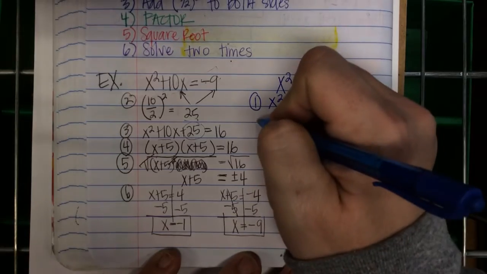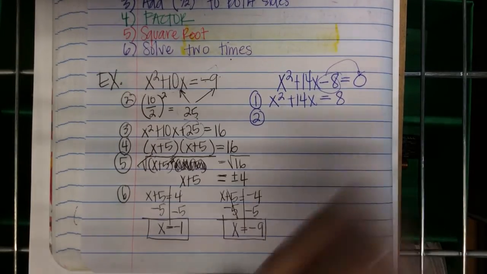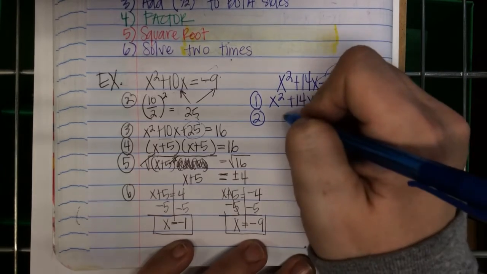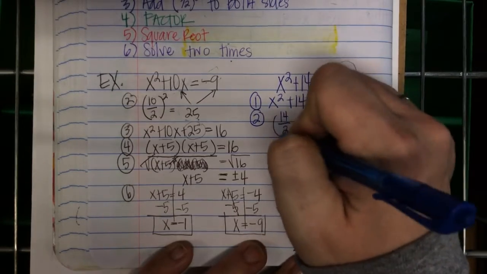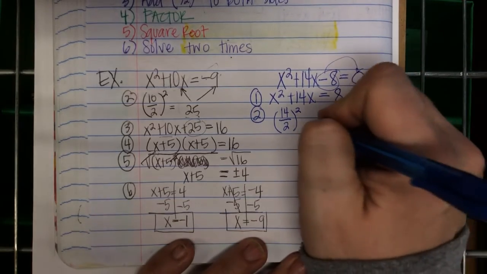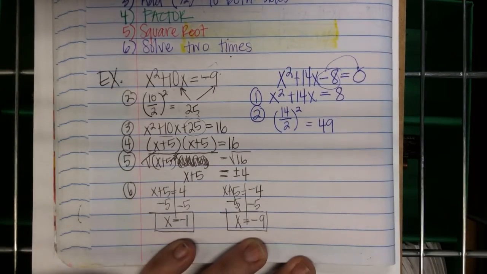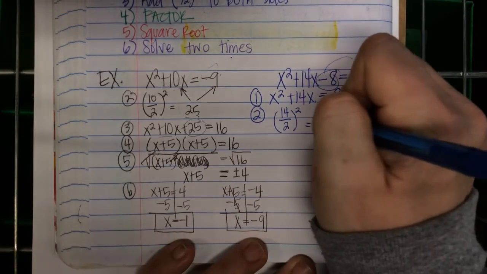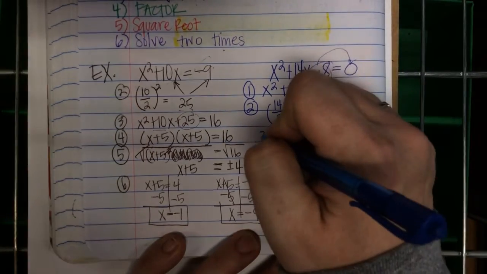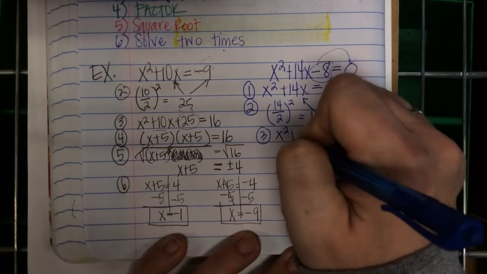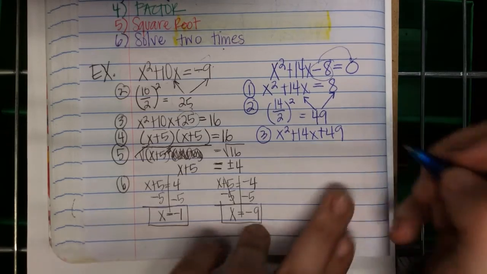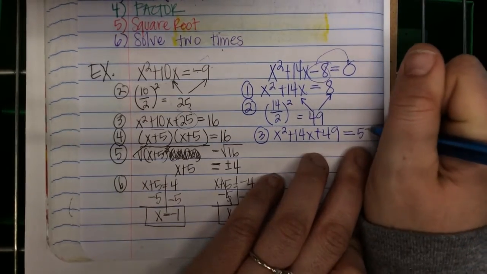All right, so step number 2, (b divided by 2) squared. What's my b value? The b value is 14. 14 divided by 2 is 7, and 7 squared is 49. Step 3, add that answer, so 49 in this problem, to both sides. x squared plus 14x plus 49 equals 57.